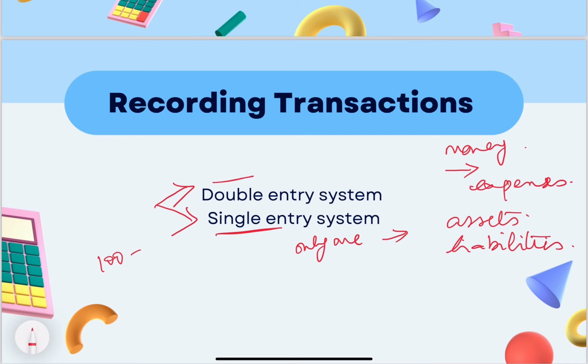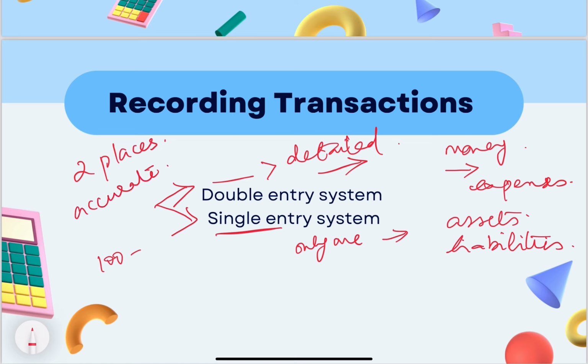Okay, now let's talk about the double entry system. This is like a detailed account book, compared to the single entry system. Here every transaction is recorded in two places. One account is debited, like what you get, and another account is credited, what you give. This is more accurate and it gives you the complete financial details. And it is also used in all big companies.